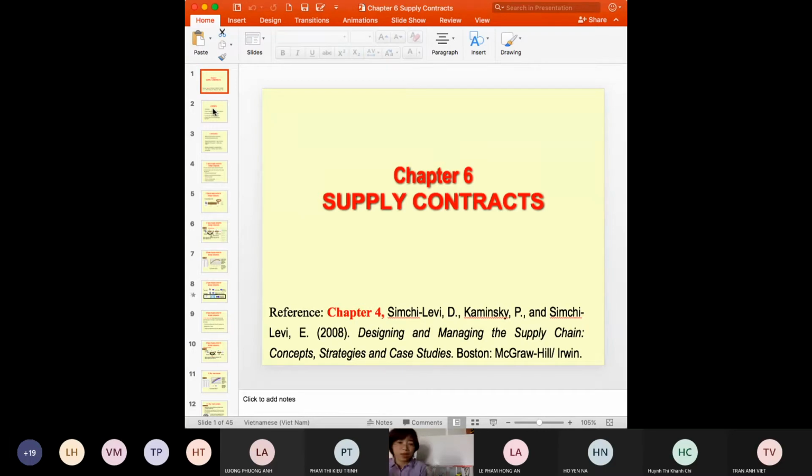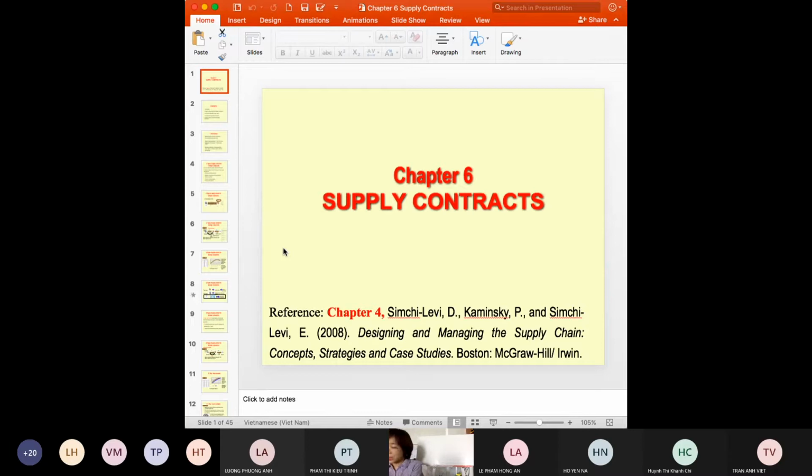In the previous lesson, we finished with capacity design, right? We focused on waiting line. Right now, in today's lesson, we move to another chapter, chapter number 6, supply contracts.